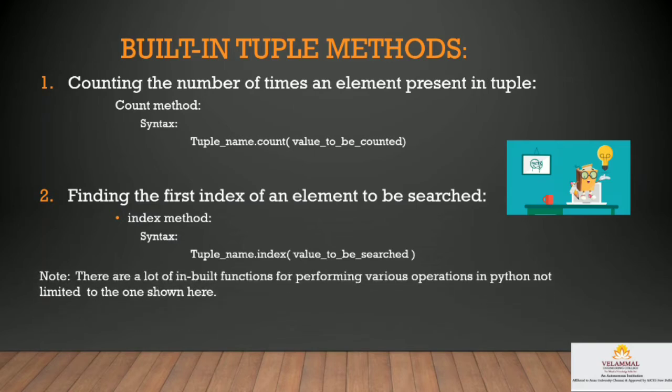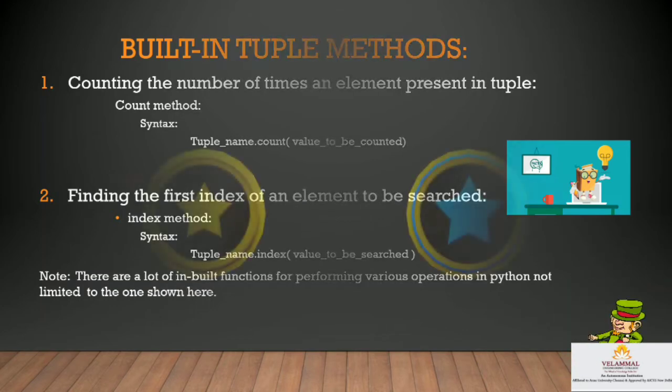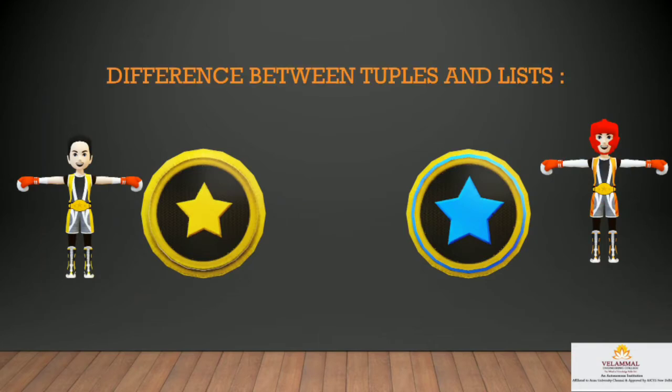So the next inbuilt method is finding an index of an element. Tuple name dot index, then the value to be searched. If you type that, you can find the index of the value in a tuple. This is one of the functions found in tuple. There are also a number of built-in functions, but these are some of them. So you may ask the difference between the tuples and lists.